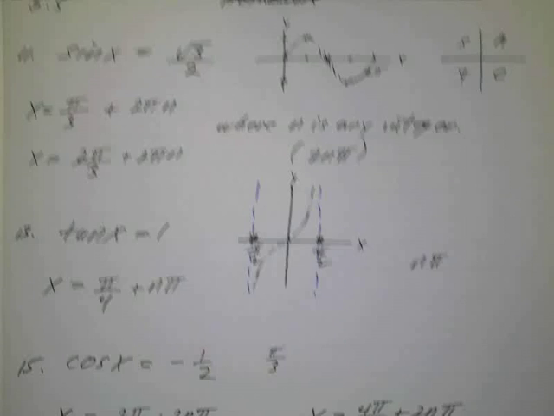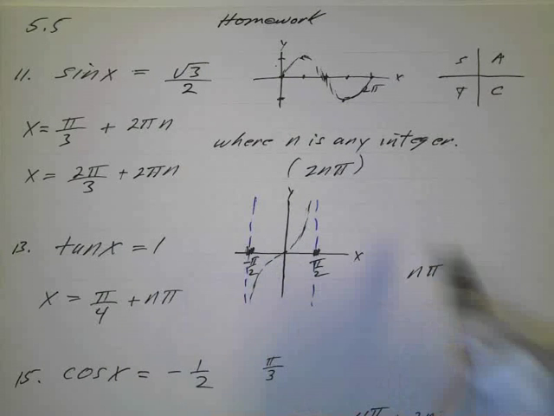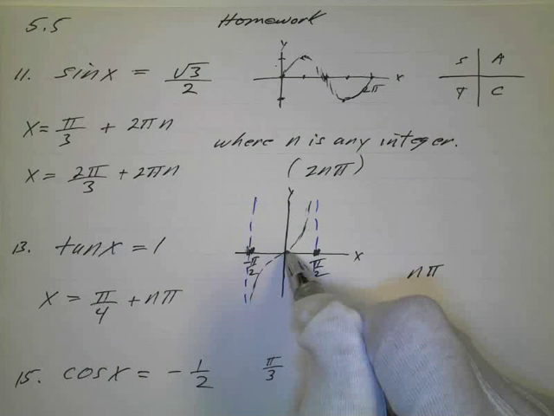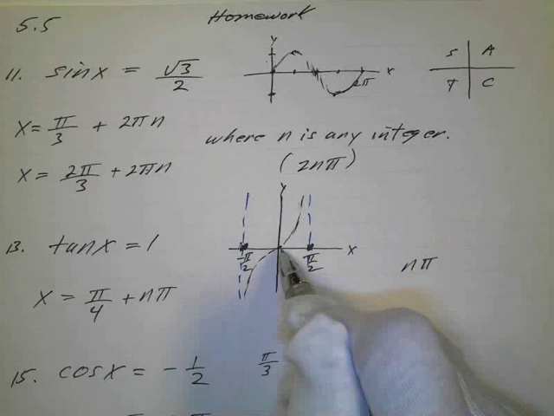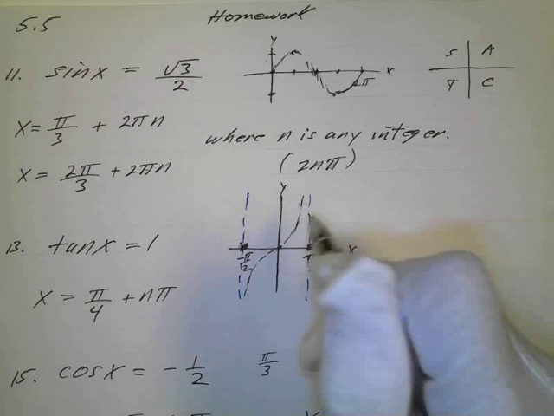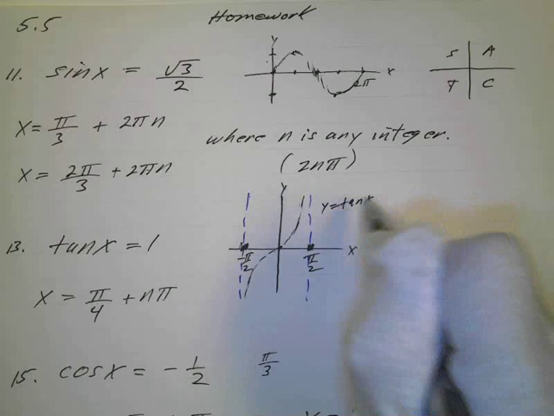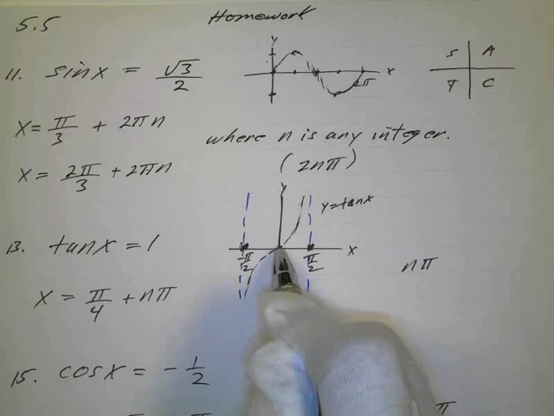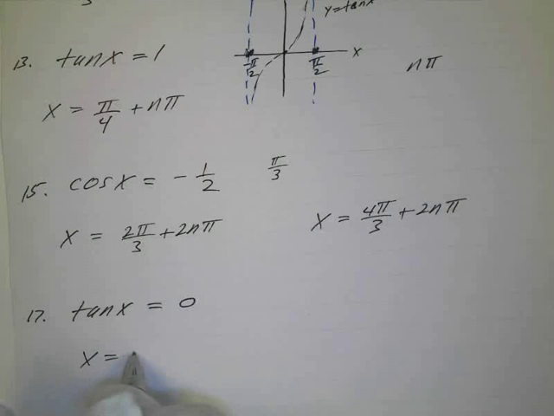So I know these graphs pretty well, so I kind of think of the graphs as the tangent graph, and you can see right here the tangent of x equals 0. That's actually the vertical position when the x value is 0, right here. This is the tangent of x. So I know the solution will be when x equals 0.